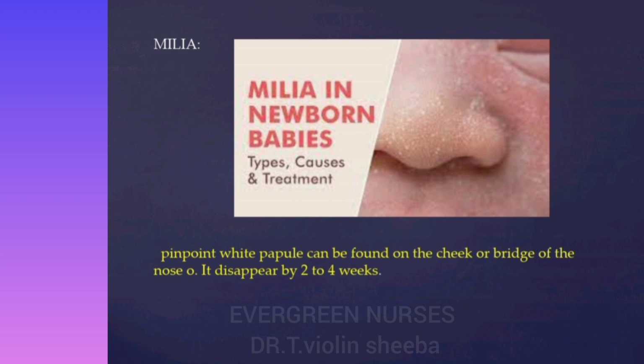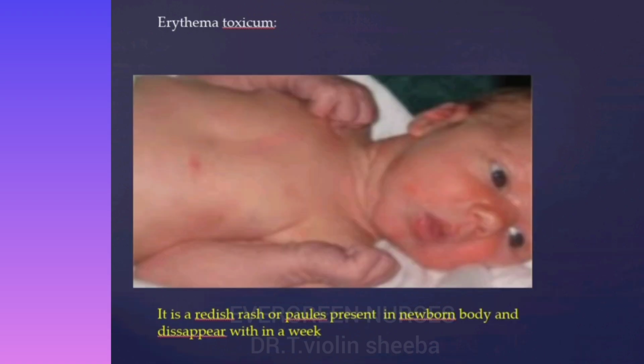Let us see milia. Milia is a small pinpoint white papule. It can be found on the cheek or bridge of the nose and it will disappear within the month. And erythema toxicum is a reddish rash or papule present in newborn skin, especially on the face and upper body part, and it also will disappear within a week.